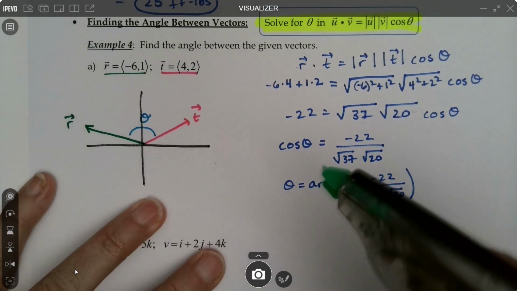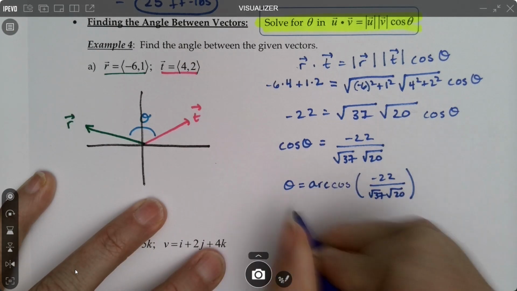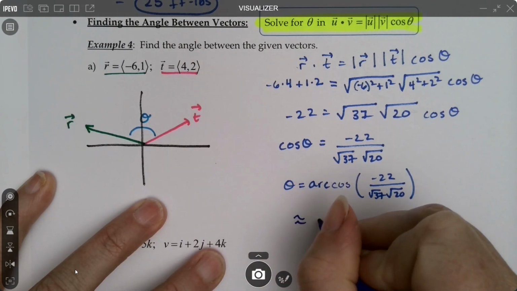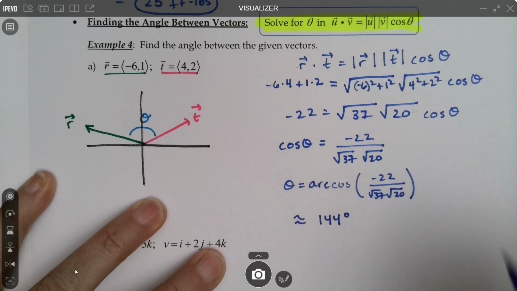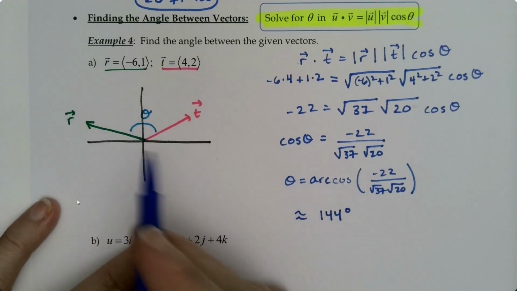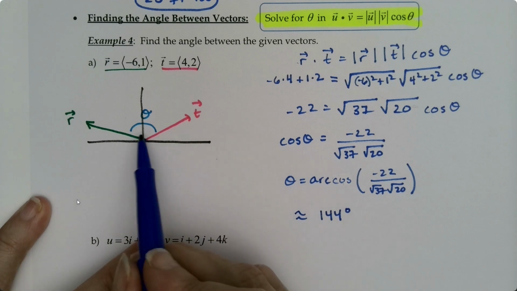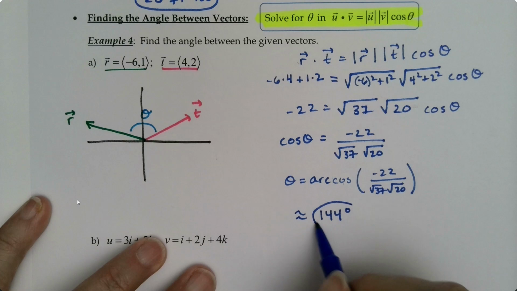And so sorry about that arc sine. I don't know what I was thinking. It's arc cosine. All right, so this is 144 degrees, roughly. Which makes sense, when you look at it. It's an obtuse angle, right? It's not quite to 180 degrees, so this makes perfect sense.